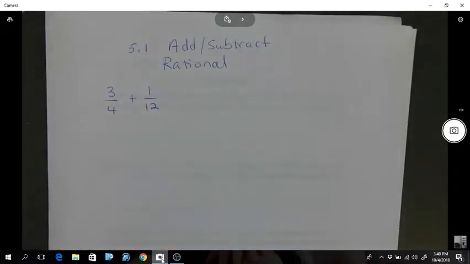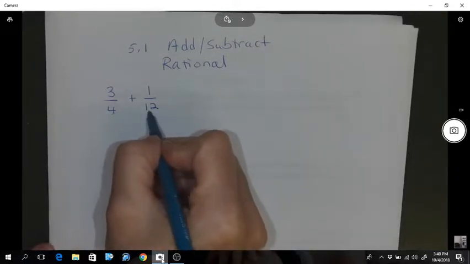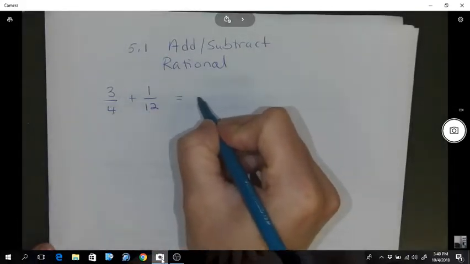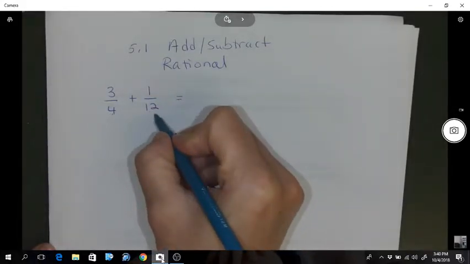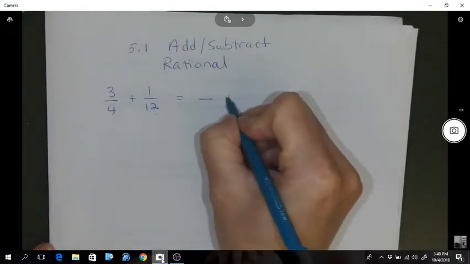So 3/4 plus 1/12. You need to remember that the denominators need to be the same in order to add them together. So what would be common between a 4 and a 12? They would both go into 12.